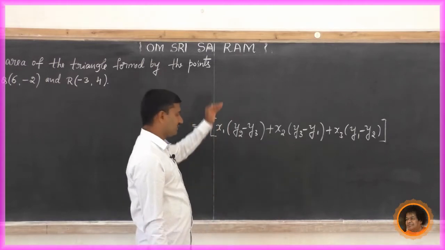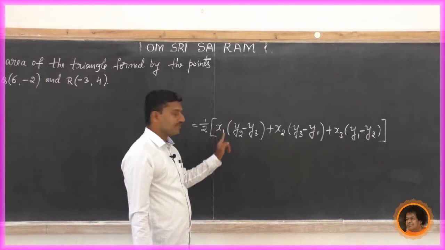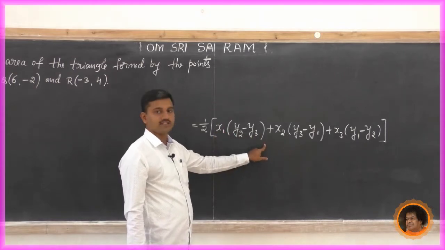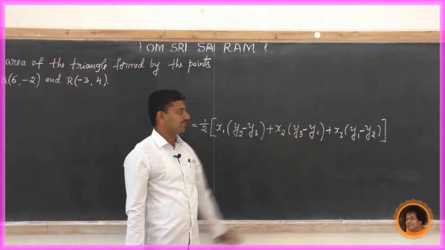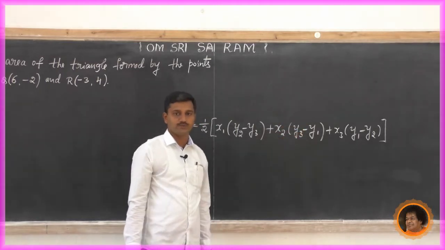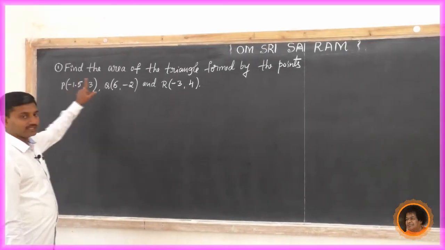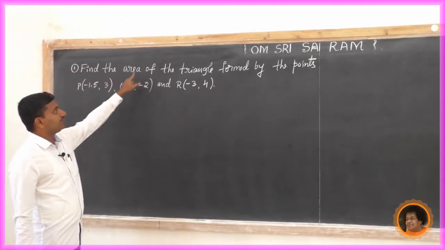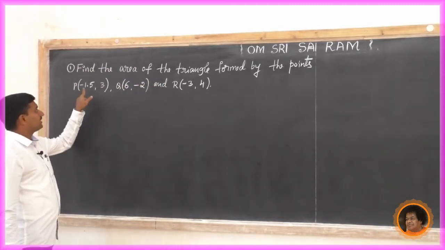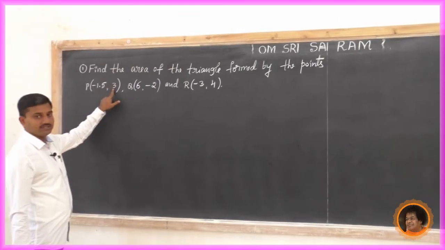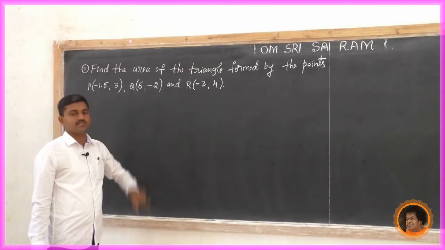Just to recall the formula: area of a triangle equals half into x1 into y2 minus y3 plus x2 into y3 minus y1 plus x3 into y1 minus y2. In this session also we are going to solve some more problems. Look at the first example. Find the area of the triangle formed by the points P(-1.5, 3), Q(6, -2) and R(-3, 4).